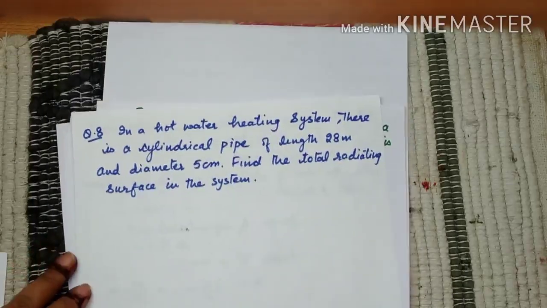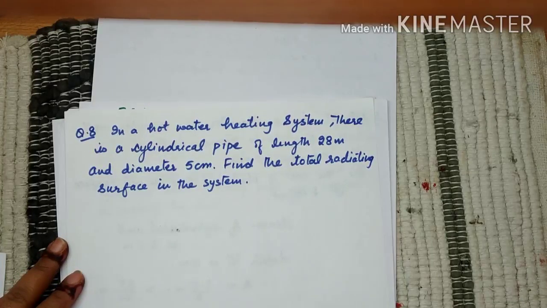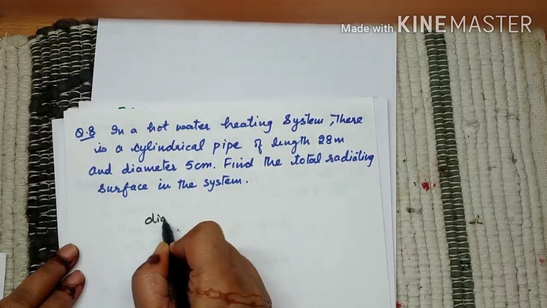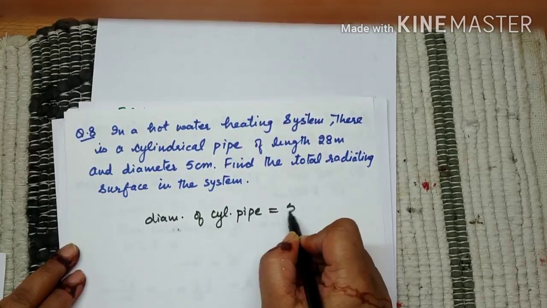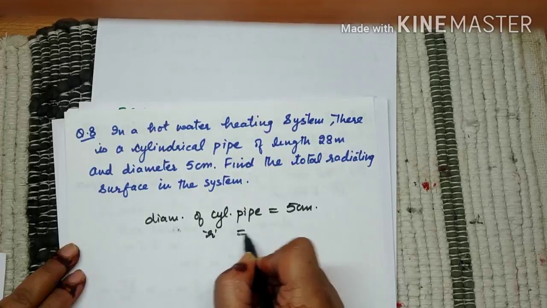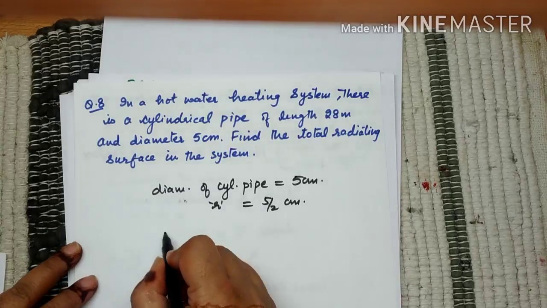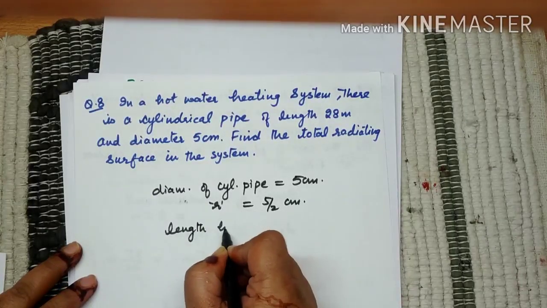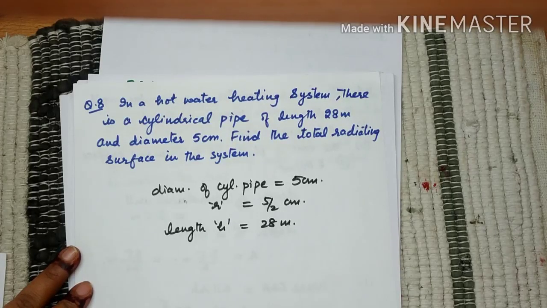Question 8 says, in a hot water heating system, there is a cylindrical pipe of length 28 meter and diameter 5 centimeter. The diameter of the pipe is 5 centimeter. So radius is 5 by 2 centimeter. Since it's a pipe, length h is 28 meter here. Length is in meters and radius is in centimeters, so the choice is yours. Either you convert length into centimeters or you convert radius into meters.